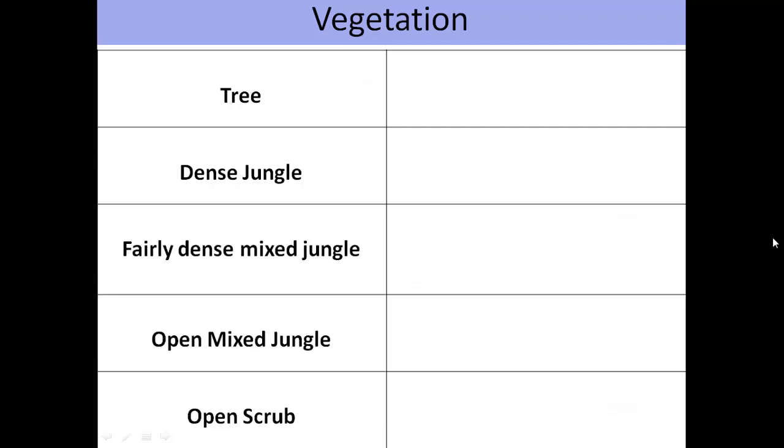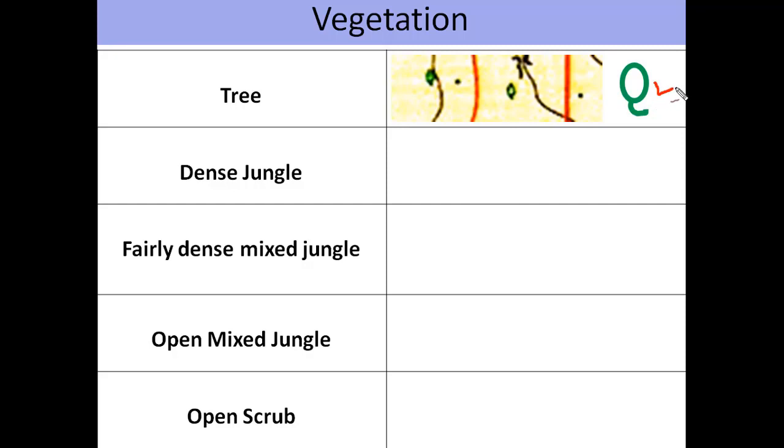As you can see, there are tree, dense jungle, fairly dense mixed jungle, open mixed jungle and open scrub. In the map extract, as you can see here, a green color symbol has been marked over here. It is the enlarged form of the tree. On a topographical map, it looks very small. It's very tiny, of 2 by 2 millimeter.